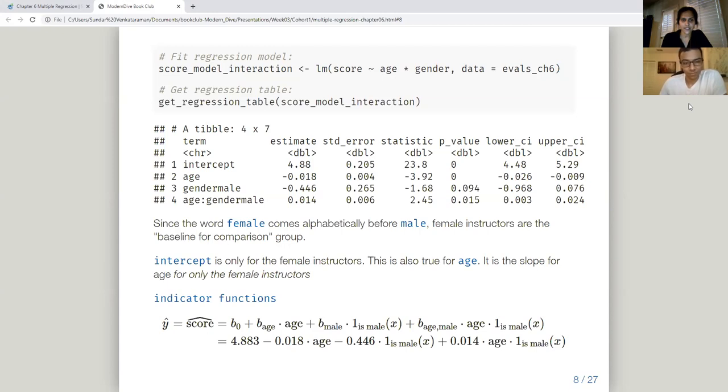Now number three, gender male, is where the offsets begin. This is your offset for the male categorical variable, and it relates to the intercept. So the intercept for the male would be 4.88 minus 0.446, since you have a negative sign there. It would be offset from that. If it didn't have a minus, you would just add it, and that would be your actual value. So what you're seeing here are the offsets and not the absolute values.